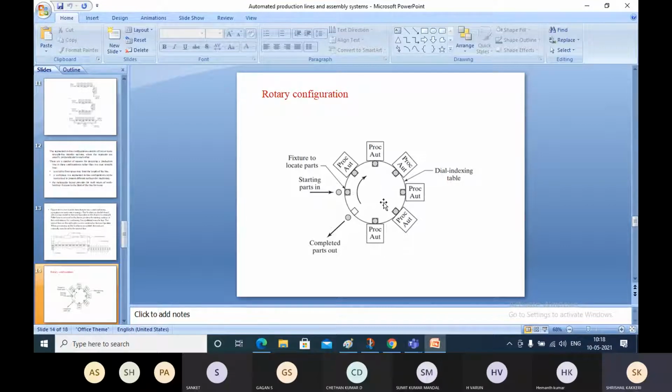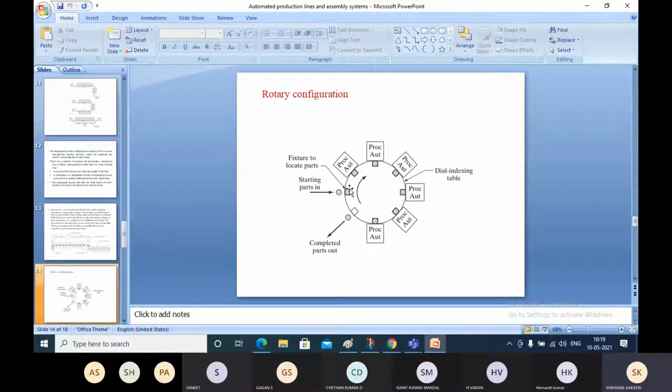The dial indexing table will be synchronized with the part which is entering, and at the starting point there may be manual loading or automated loading. The completed part may be taken out manually or automatically. Here again there may be work holding devices which will be holding the completed part or the raw material to be entered. So this is the rotary configuration.